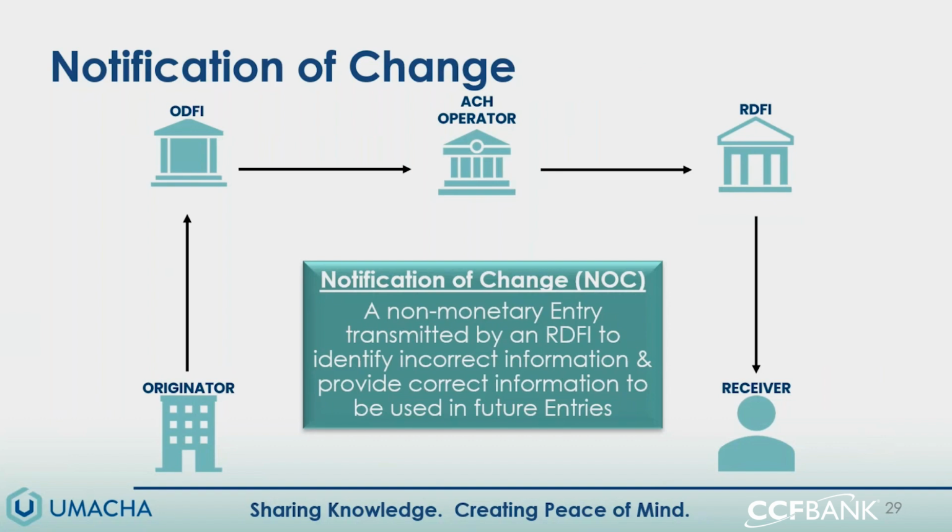We've got an example that we'll walk through here in just a moment. But think about this, it's basically a message going from that receiving institution to ODFI and originator to say, hey, something was wrong with the information, and we want you to correct it before you send future entries. So now let's walk through an example here.